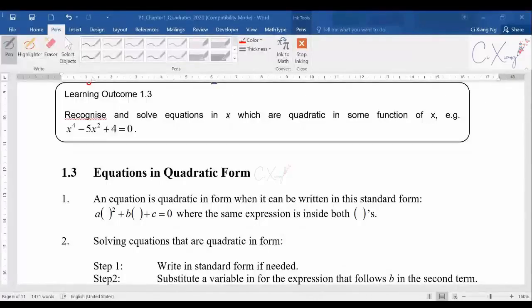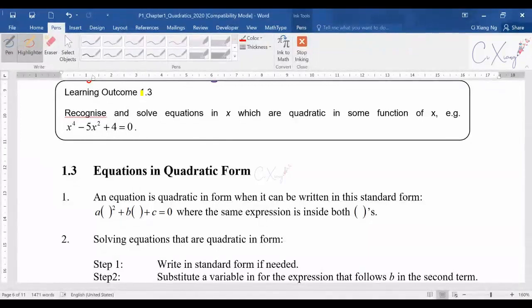Alright, so students, for this video, we are going to discuss how to solve equations in quadratic form. Learning outcome 1.3: they want you to recognize and solve equations in x which are quadratic in some function. As an example, if you have this equation, you can use the quadratic method to solve it. We call all these quadratic form equations.